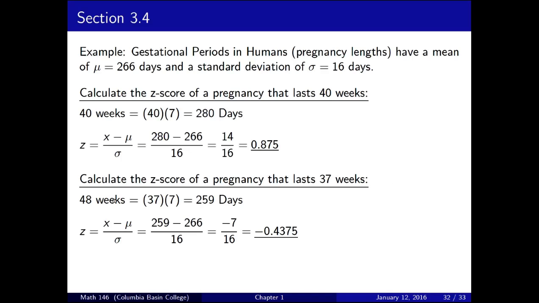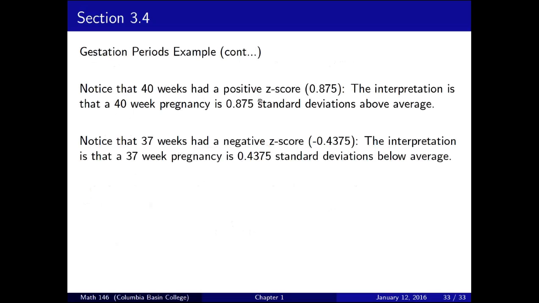We could do the same thing for a 37-week pregnancy. I don't know where that 48 came from on the slide, it's supposed to say 37. But a 37-week pregnancy should be 259 days. So again, for the z-score, we take the observation, 259, subtract the mean, 266, and divide by the standard deviation, 16. It's going to be negative 7 over 16, and this is going to be your z-score, negative 0.4375. So notice the 40 weeks had a positive z-score, so you can interpret that as being 0.875 standard deviations above average. Whereas the 37-week had a negative z-score, so that interpretation would be that that person is below average.